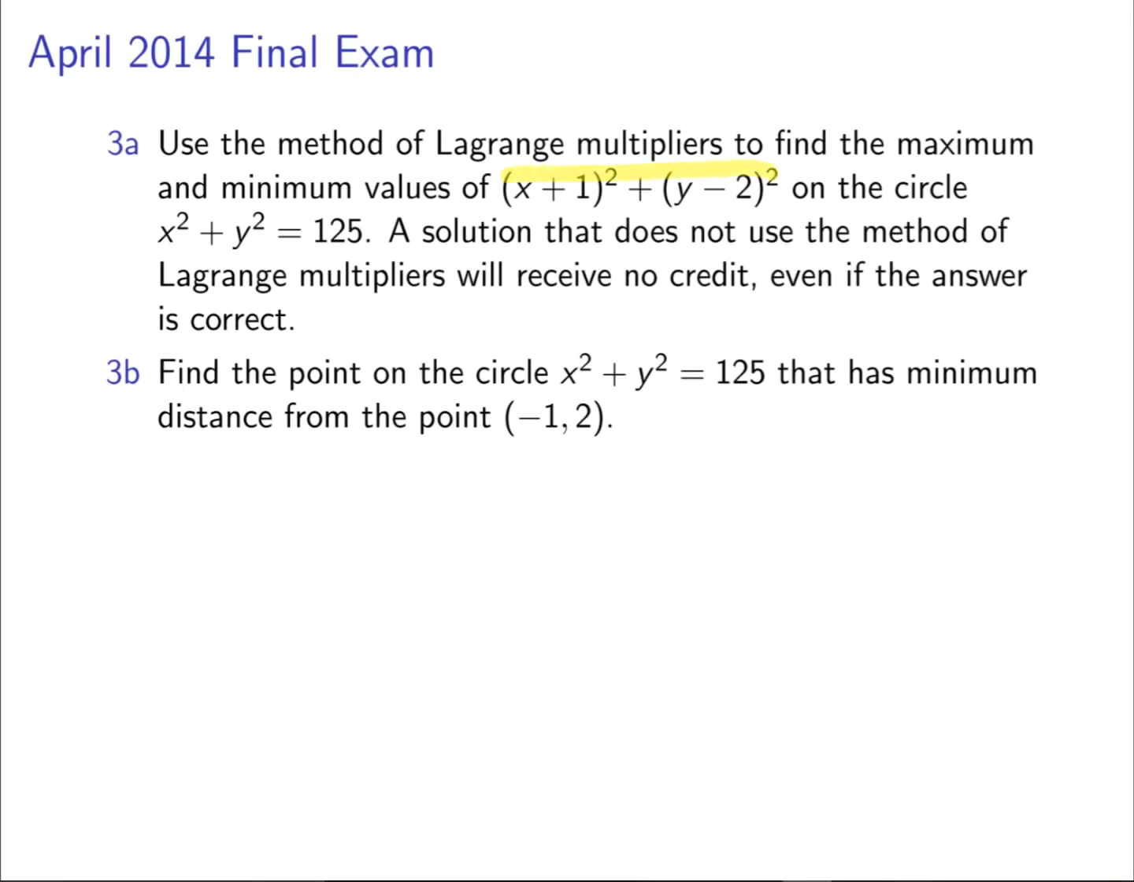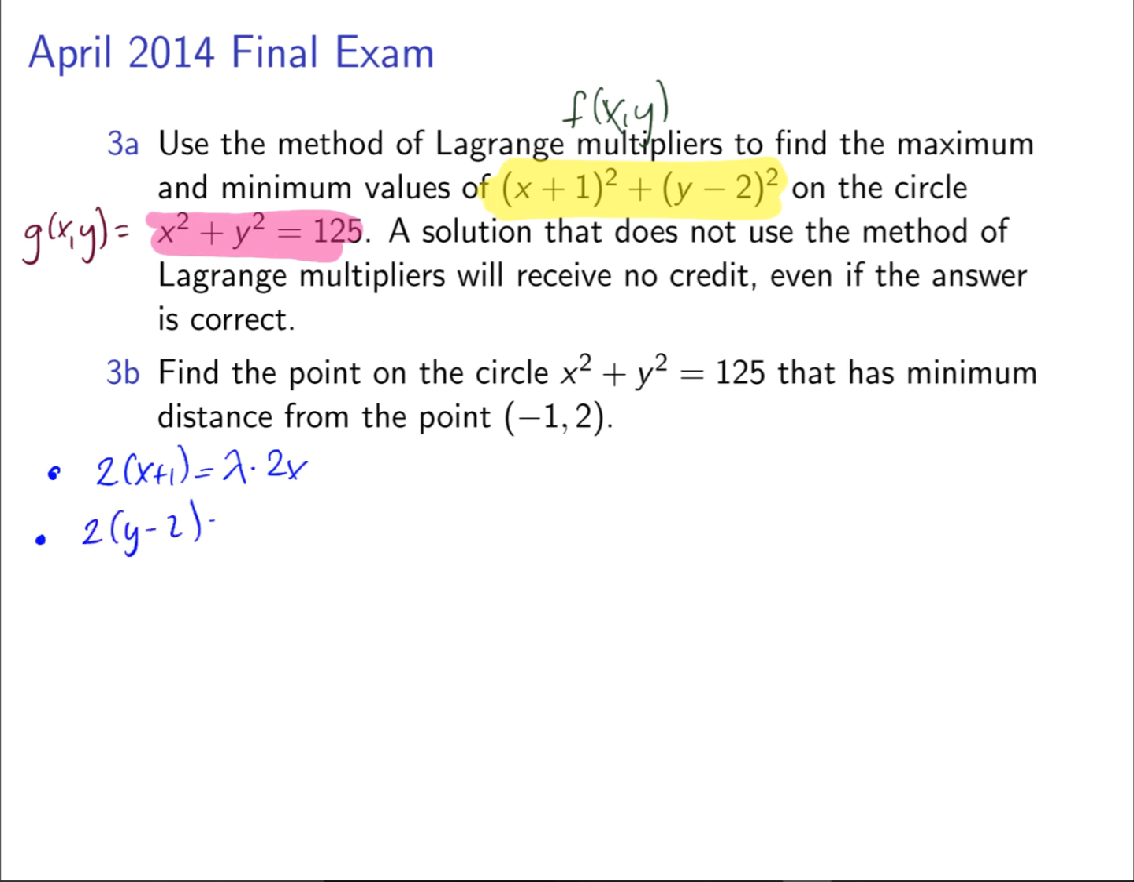Our objective function is the thing we want to find the max and min of. We're asked to find the max and min of this function, so this is our f. Our constraint function is this circle, so x squared plus y squared is our g. Let's set up our standard two equations. The partial derivative of f with respect to x is 2 times x plus 1. The partial derivative of g with respect to x is 2x. The partial derivative of f with respect to y is 2 times y minus 2, and the partial derivative of g with respect to y is 2 times y.